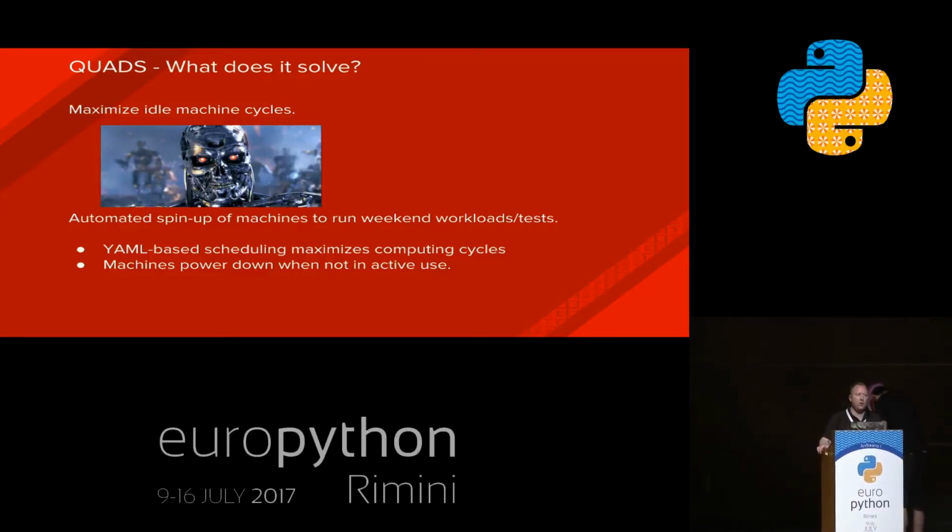So what are the other things that we're solving here? So we want to maximize idle machine cycles. Electricity is expensive, carbon footprint is always an issue, and we want to automate and spin up machines only when they're needed.